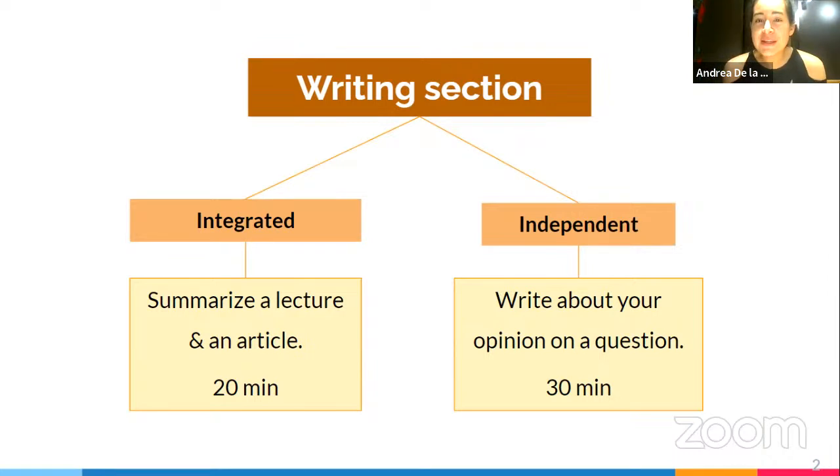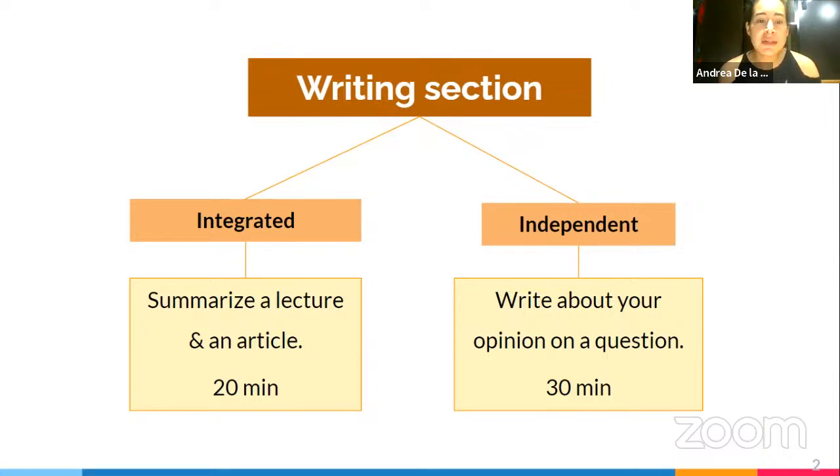Okay, guys. So last week, if you remember, we were doing the writing section, right? We started with the first question of the writing section. But we said, how many questions do we have in the writing section? Two, right? Great. So we have two different questions in the writing section. One of them was integrated, which is the one we did last week. And the other one is independent.